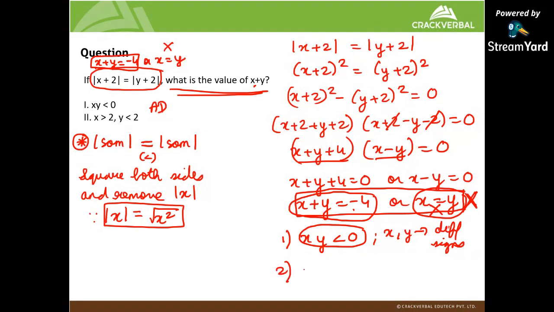The second statement tells me x is greater than 2 and y is less than 2. Now think about it. Picturize x greater than 2. That's 2 onwards to the right. And y less than 2. That's 2 onwards to the left. If x is greater than 2 and y is less than 2, again I can say that x cannot be equal to y. It's not possible for me to have x equal to y. So I can knock off this possibility. So I'm left with only one possibility now, that x plus y is equal to minus 4. And that is enough again to answer the question with a definite value. So the answer here is delta.